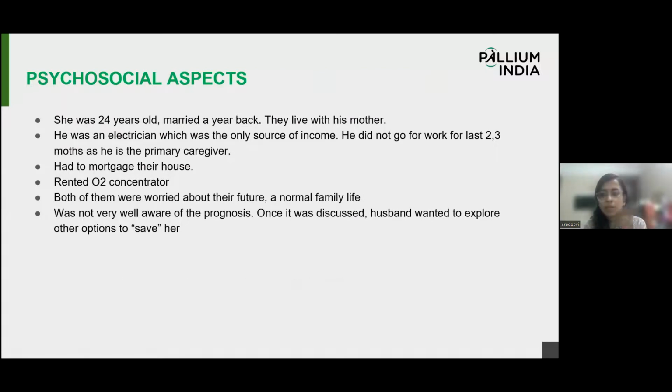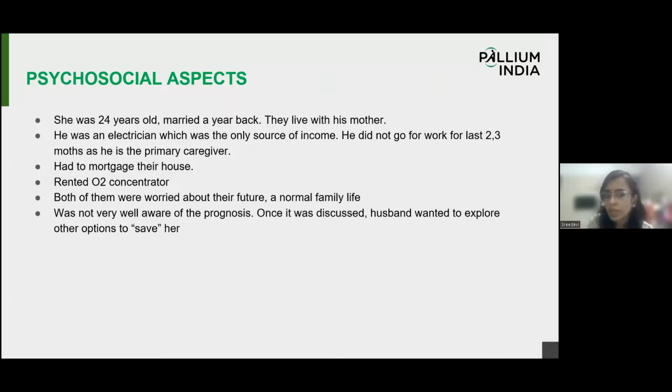And coming to the psychosocial part of it, she was very young, married a year back, and she, her husband and his mother live in a house. The husband was an electrician, which was the only source of income for the family. For the last few months, he has not been going to work because he is the primary caregiver for her. He takes care of her, a very affectionate and caring person, and he is with her all the time.